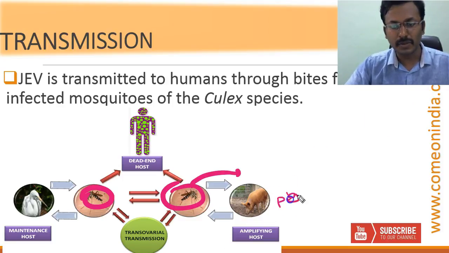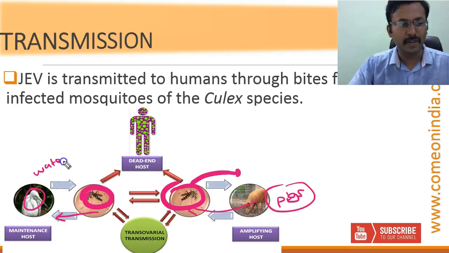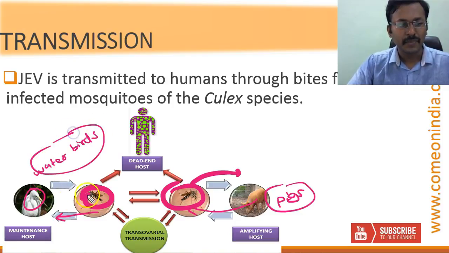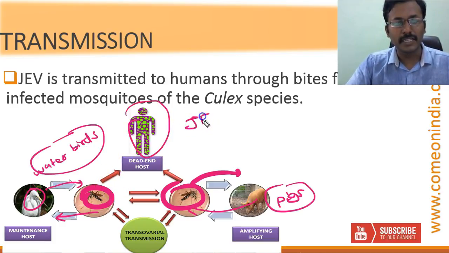pigs, the virus gets transmitted to the mosquito, and when the mosquito bites a water bird, that also gets infected, and when a normal mosquito bites the infected water bird, it also gets infected. So finally, when an infected Culex mosquito bites human beings, we get affected by Japanese encephalitis.